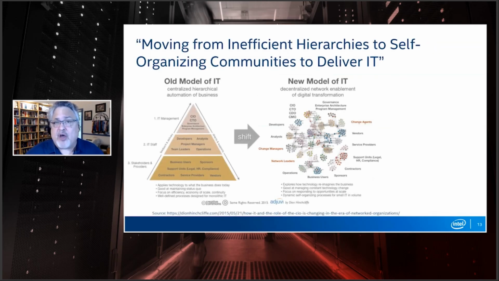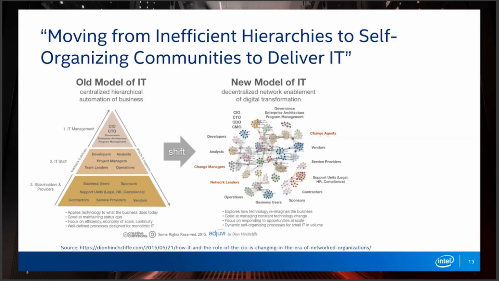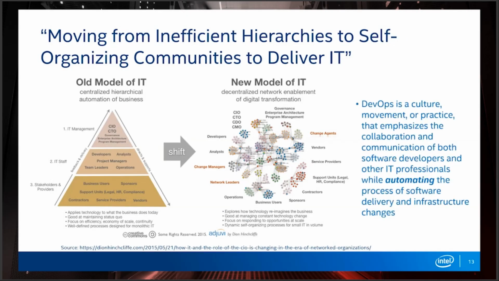Dion Hinchcliffe is one of the thought leaders in this digital transformation space, and he's been publishing a lot on his blog and also in ZD Communications publications on this subject. Back in 2015, he described this model of moving from inefficient hierarchies, in this example the IT administration hierarchy, to a model where there are more robust, powerful, multiple connections between different groups. And as a matter of fact, this is in line with the whole DevOps movement, where the infrastructure operation folks and the developers are much more tightly integrated within the company.